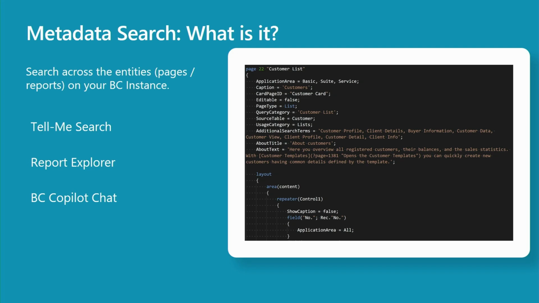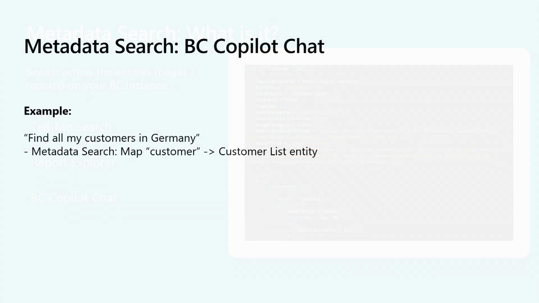Like every time you use the Tell Me search, which is the search that you have at the very top, or you're using the Report Explorer, or you're using Business Central Copilot Chat, you are interacting with the metadata search system one way or another, right? And the thing is, as we move to a smarter ERP system, as we bring in agents, it becomes even more important to navigate the metadata system or the metadata search system in a smarter way as well. So let's take a look at how we use this system for Copilot Chat as an example.